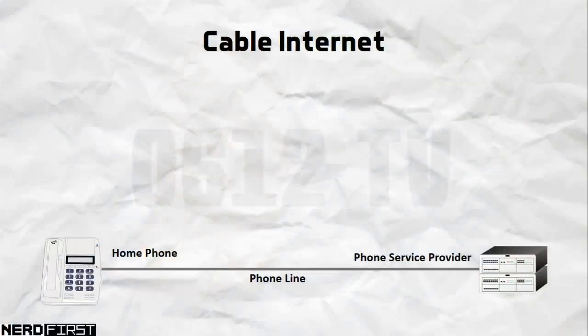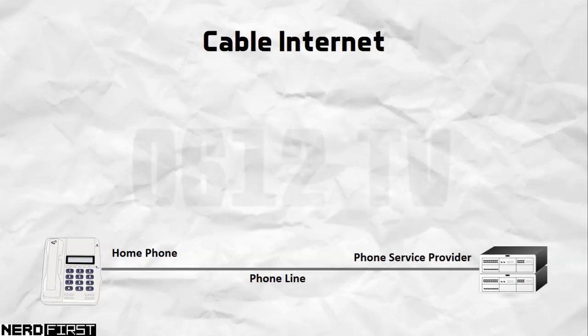So up to this point, we've taken a look at two techniques that make use of the existing phone infrastructure. Let's now move on to look at cable, which again uses a different kind of infrastructure, and that is your cable TV, essentially. So let us now move on to cable internet.